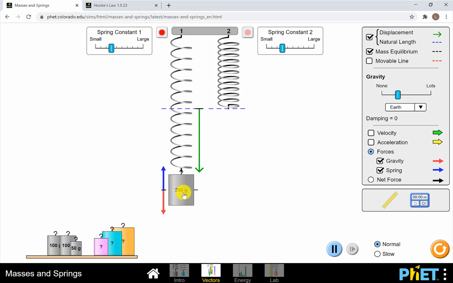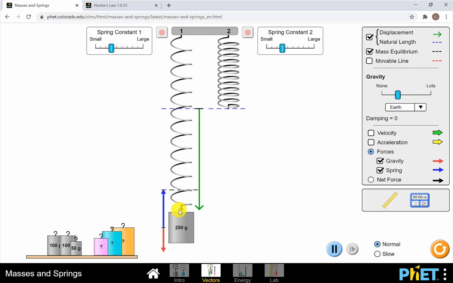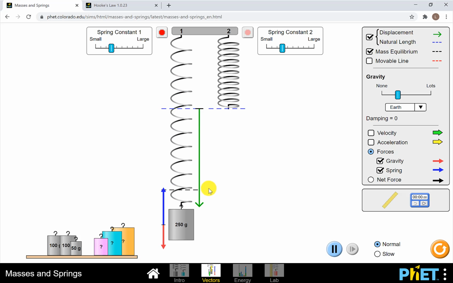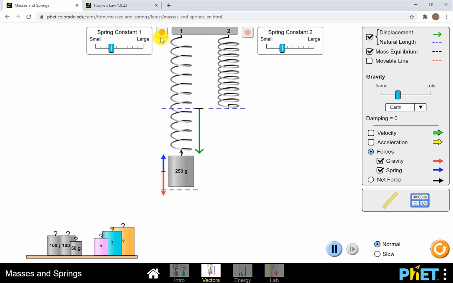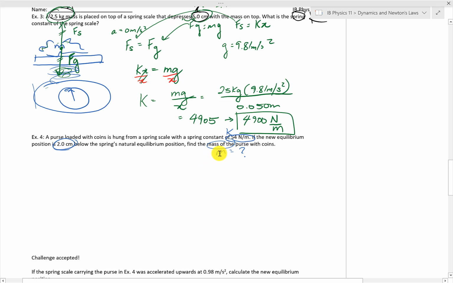Sure, of course, I can oscillate it, and notice that if I get the mass going, it will oscillate relative to that new equilibrium position. But either way, that's not the important thing. The important thing is you're trying to find out how much this mass will displace that original equilibrium position to this new one. And that's when the two forces are balanced. Hopefully that gives you a little bit of an idea to help you solve example 4.